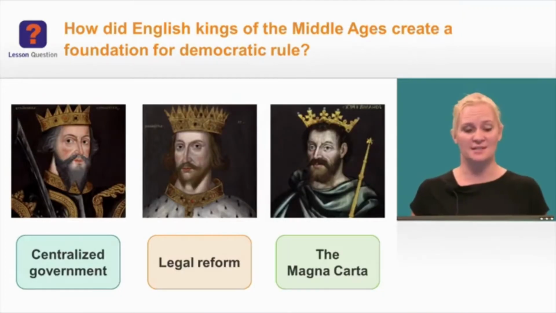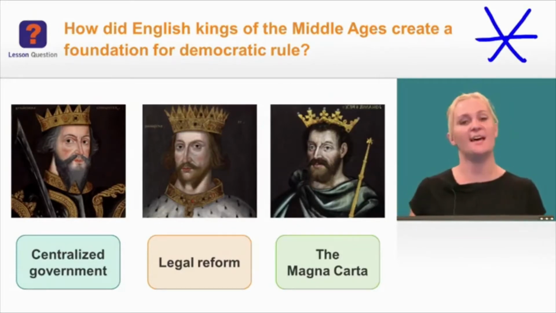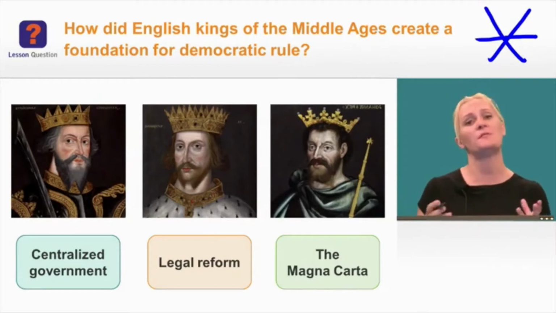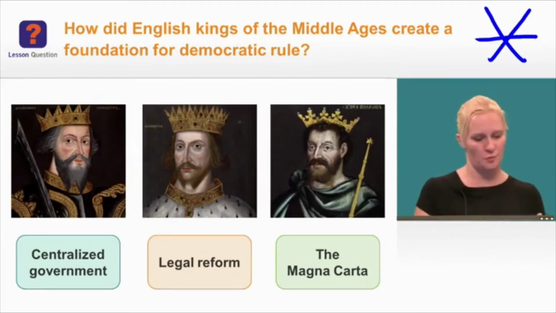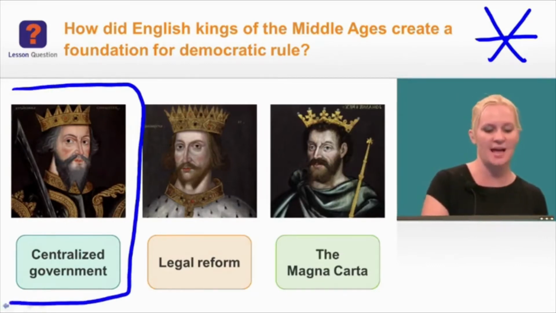Here's our lesson question again. How did English kings of the Middle Ages create a foundation for democratic rule? Well, as we move forward in this lesson, let's start with how these kings were able to form a centralized government.